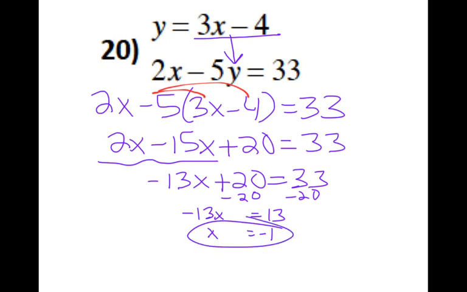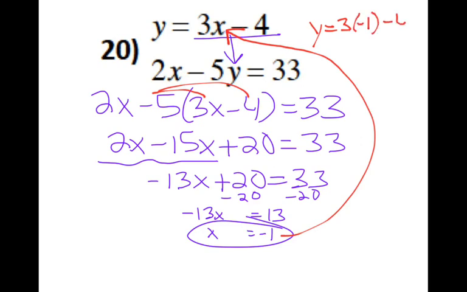Then we're going to go somewhere good to figure out what the y value is. So I would say, boom, right there would be a great spot. So this is going to be y equals 3x minus 4. X is negative 1, so we're going to put that in there. So y equals negative 3 minus 4. Y equals negative 7. So put the two together, that's negative 1, negative 7.